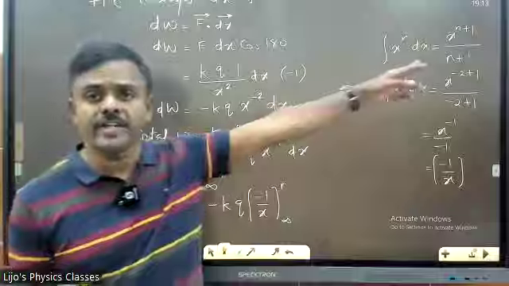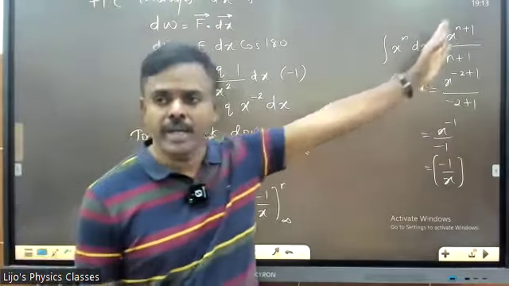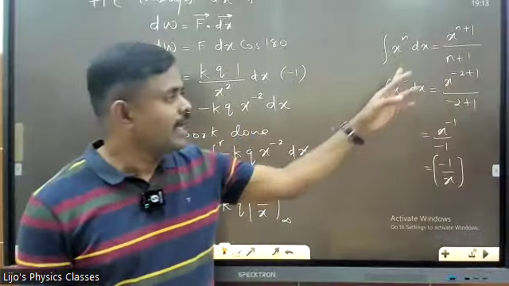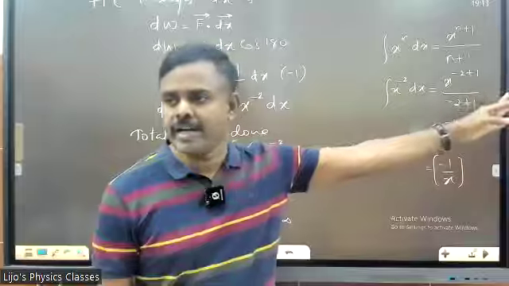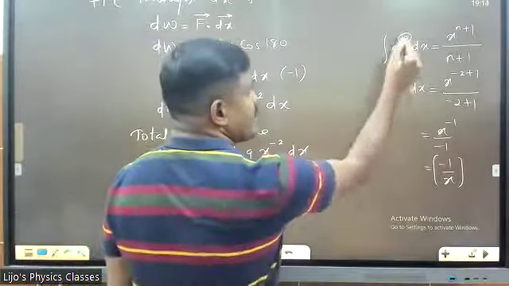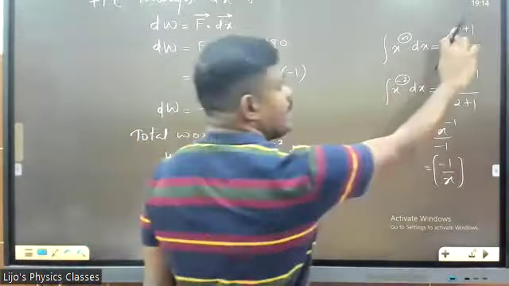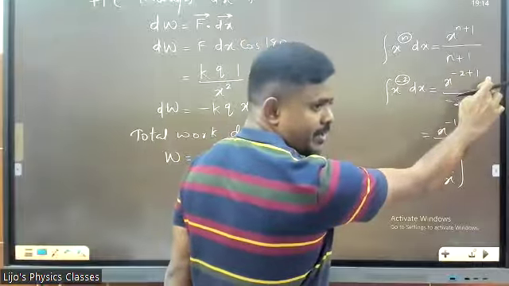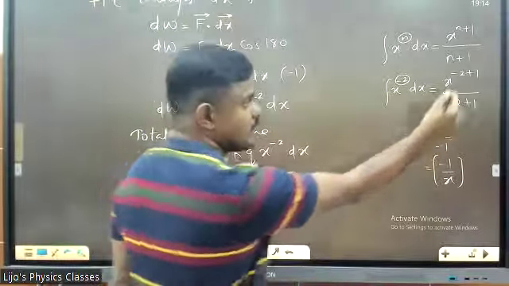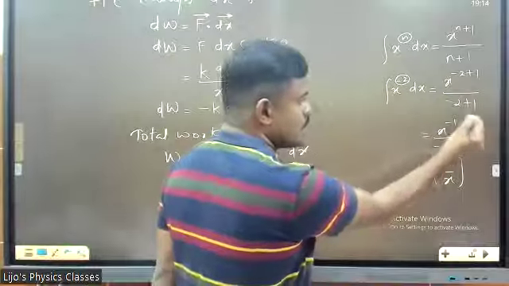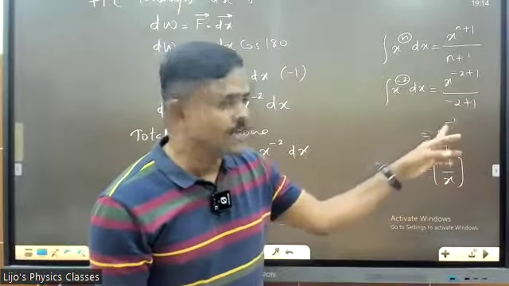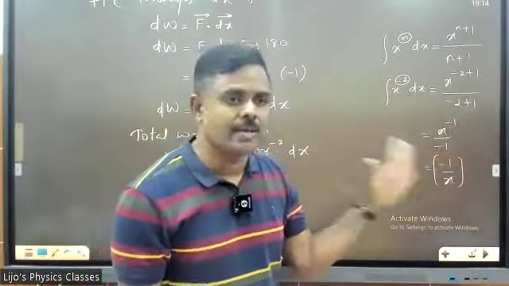I have taken the integral of x raised to n dx, which is x raised to n plus 1 divided by n plus 1. What is the integral of x raised to minus 2? x raised to minus 2 plus 1 divided by minus 2 plus 1. In place of n, I have minus 2, so n plus 1 becomes minus 2 plus 1, which is minus 1. x raised to minus 1 is 1 by x, so that gives you minus 1 by x.